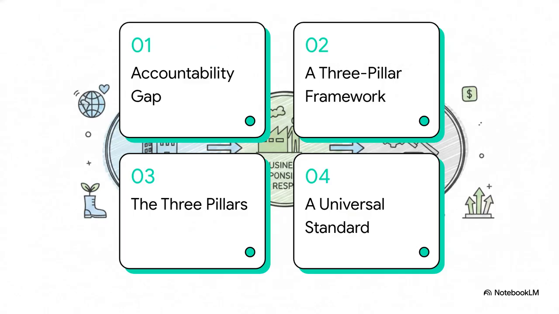So here's how we're going to break it down. First, we'll talk more about that accountability gap. Then we'll get into the brilliant three-pillar framework they came up with to fix it. We'll unpack each of those pillars, and finally, we'll talk about who this actually applies to. And let me tell you, the answer might surprise you.